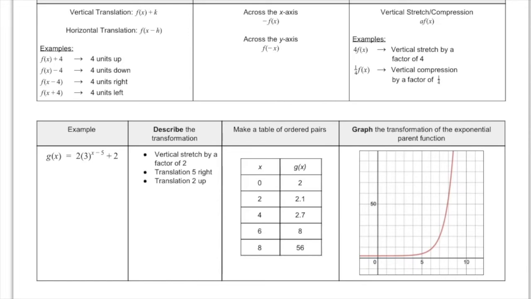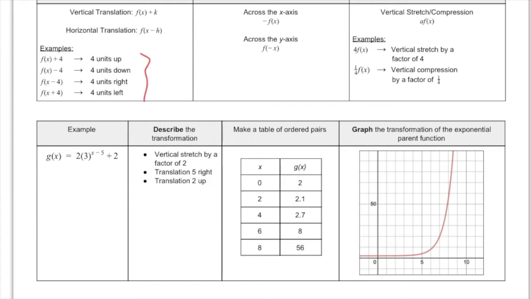So transformations of exponential functions work just like the transformations of most of the other functions that we've looked at. So vertical translations, you can move your function up and down by adding k or subtracting k from the function. You can move your function left and right by adding or subtracting h from the x. And so here's some examples right here.